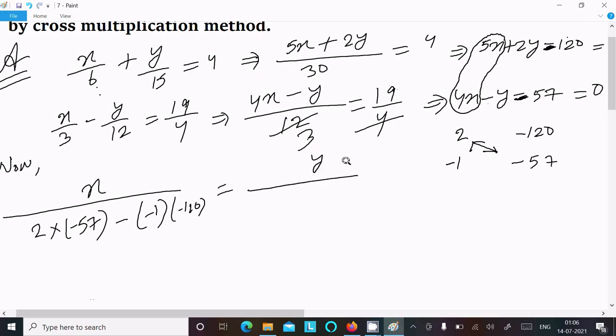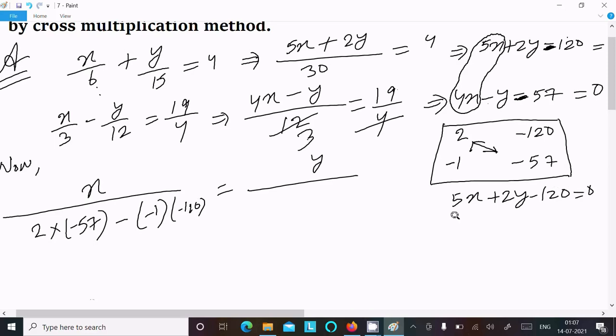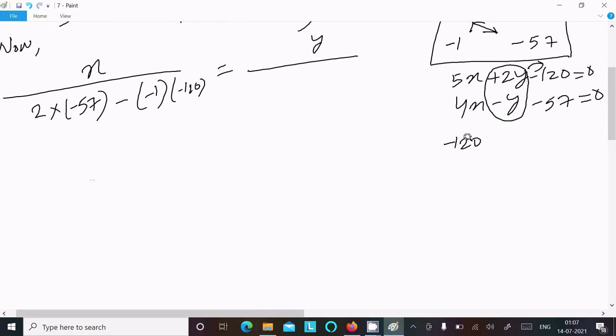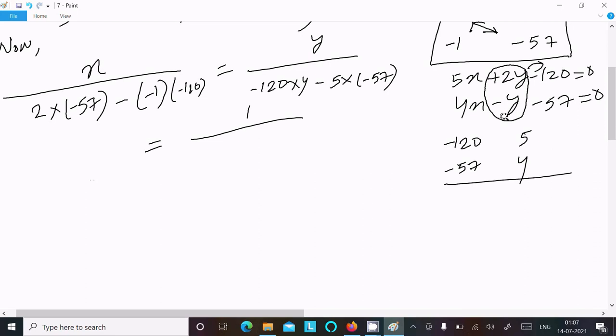Thereafter next is the y part. Next, writing the equation here once again: 5x plus 2y minus 120 equal to 0, 4x minus y minus 57 equal to 0. So hide the y part. This time, write the constant minus 120 by minus 57, here 5, 4. So we can write minus 120 into 4, minus 5 into minus 57. Next here write 1.